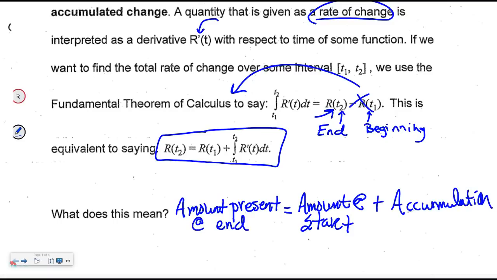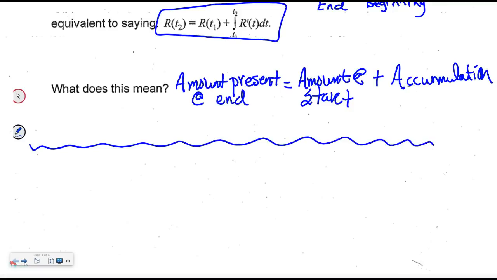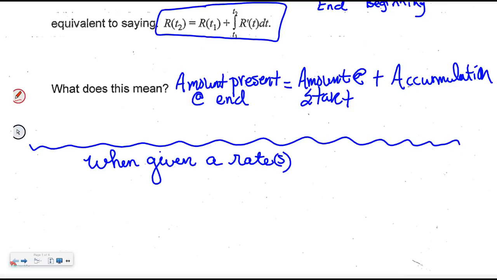And again, it's hard when we don't have a situation, but I just want you to get the notation of it down. So let's draw a little line here, and I'll tell you what you'll be given. You will be given some rate of change, either in or out or both rate in and rate out. So we're going to write when given a rate. And I'm going to put a little S here because sometimes, like last year's FRQ on this topic, it told them how many people were on an escalator at the beginning.